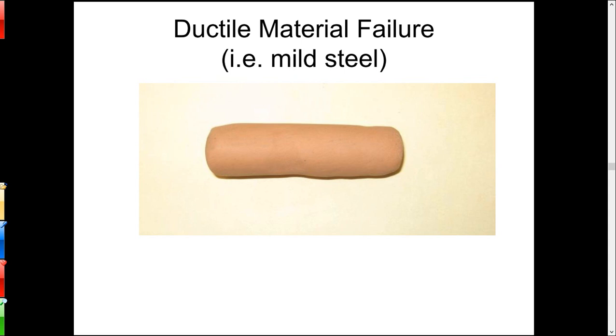So what plane will it fail on if it fails? If I apply a torsion like that, what's it going to do? And if you're thinking it's kind of common sense, this one isn't going to be rocket science. 45 degrees? That's the normal stress plane.